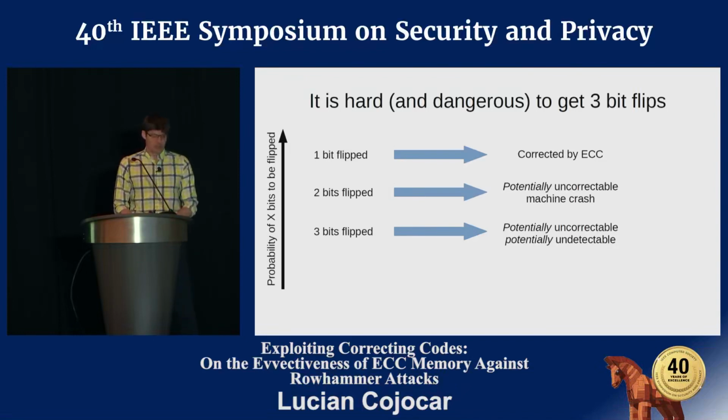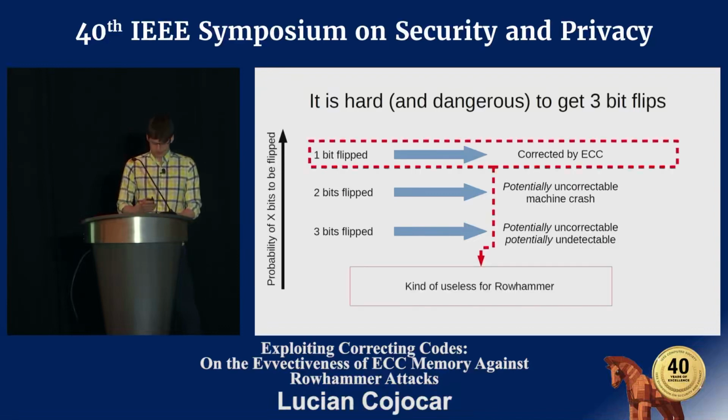So I have mentioned the word potentially several times in this slide, and the reason for doing so is that some of these details are very implementation specific. So for example, not all 3 bits that are flipping can be corrected. Some of them are just not detected, right? And this is basically, to put it in the Rowhammer context, 1 bit. If we flip 1 bit, then this is kind of useless for Rowhammer. We cannot exploit a bit that was corrected.